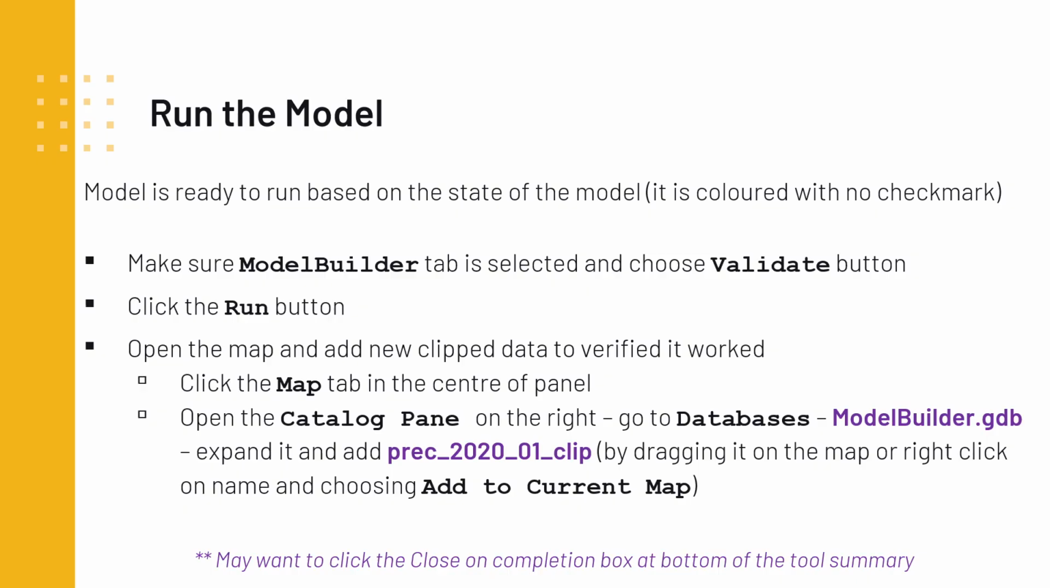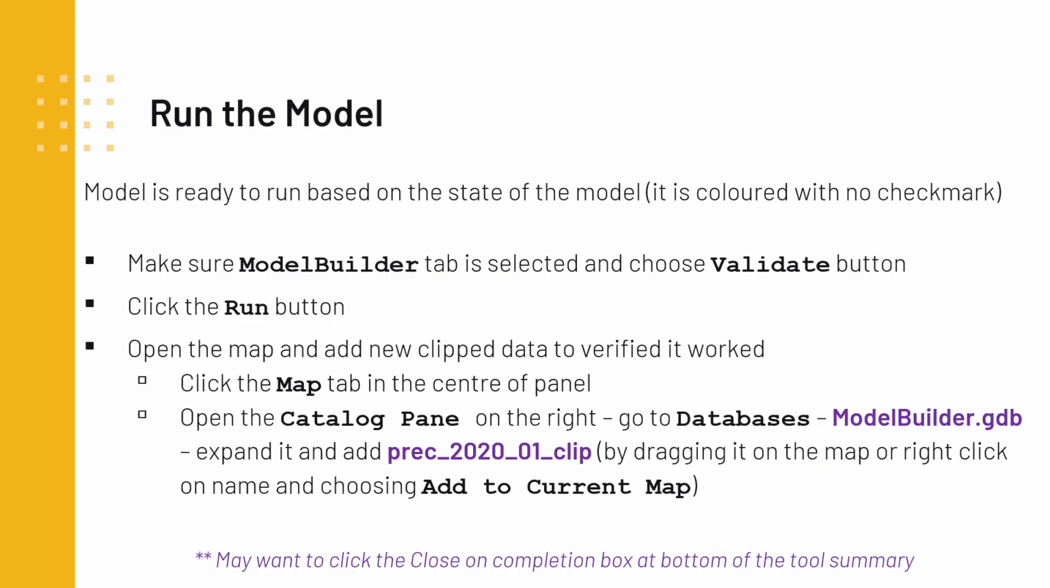When it finishes running, you should notice that you get the green check marks within the boxes. And then we're going to make sure it ran as we expected. So to do that, we're going to go to the map in the center panel, and then go to the catalog pane on the right-hand side, and go into the databases and the ModelBuilder.gdb. We're going to expand it, and add the file that's there, the PREC_2020_01_clip that we just created.